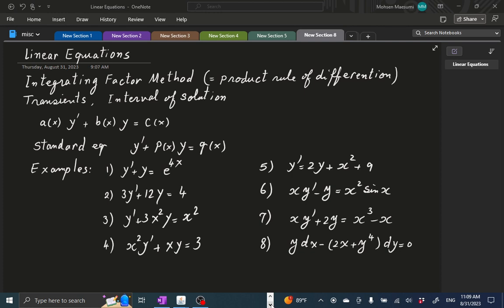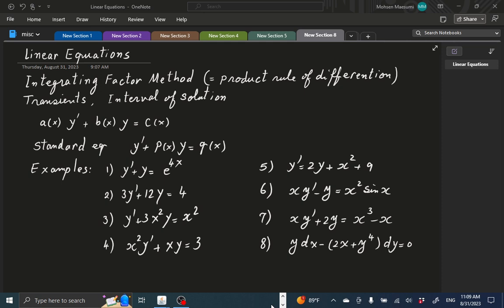Hi, welcome to our differential equations. Today's topic is going to be about linear equations. The method that we are going to learn today is called the integrating factor method. This can be used to solve this category of linear first order equations.